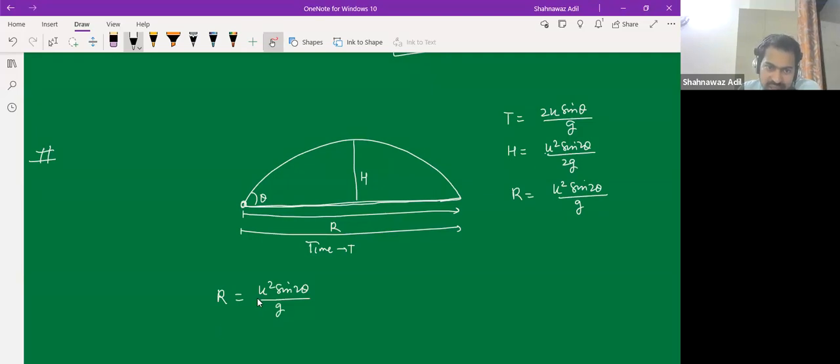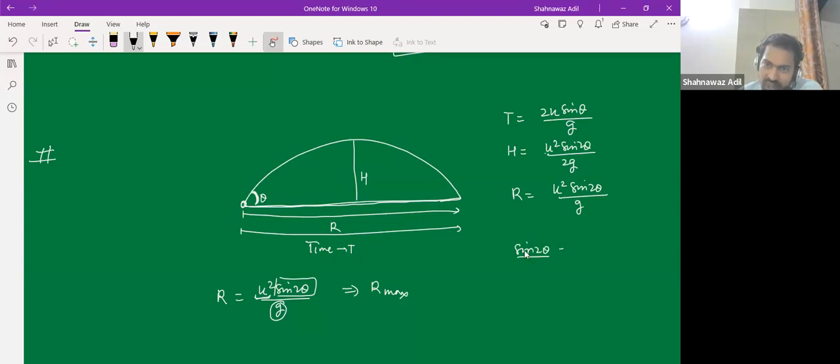So you guys see that this initial velocity is constant, this g is constant, and the range is dependent upon the sine of theta, right? So the question is, with which angle should I throw this object so that this R is maximum? So for R maximum, this sine 2 theta should be what?